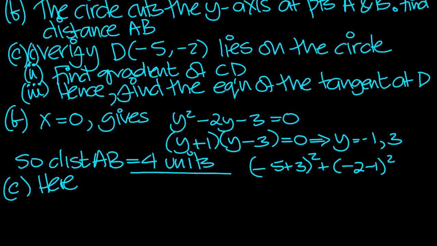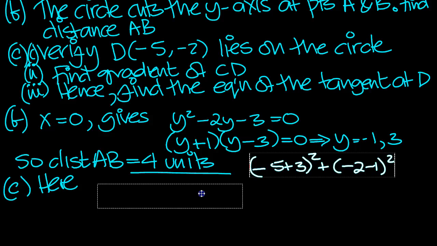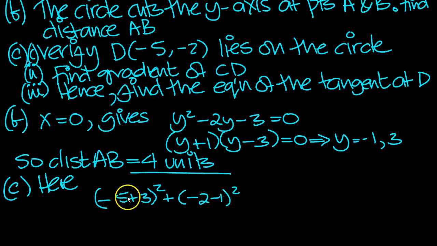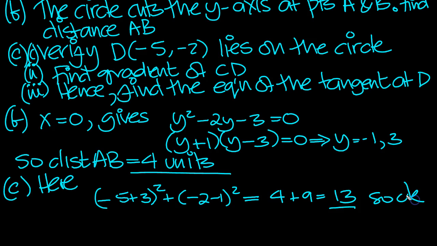So let's see what we get then. Do we get 13? So we get minus 5 plus 3, this is equal to minus 2 squared is 4. Minus 3 squared is 9. 9 and 4 make 13. So, okay, the point does lie on the circle. So that point does lie on the circle.